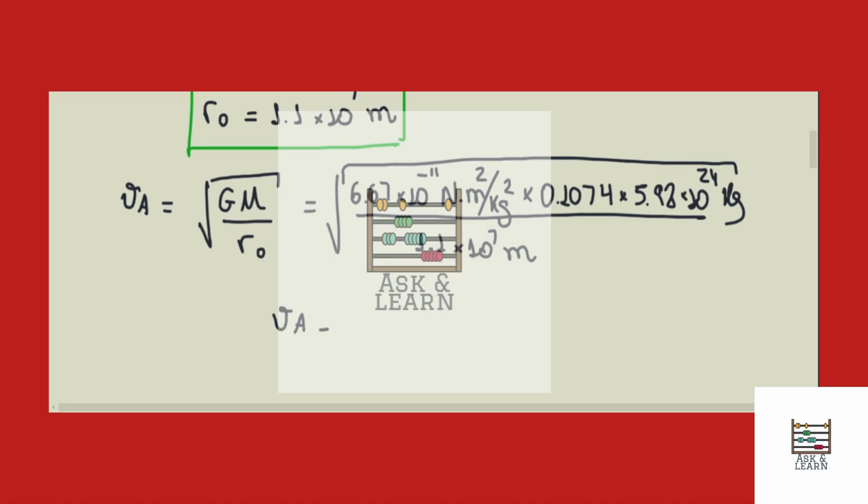So VA is equal to 1.97 times 10 to the 3rd meters per second. Okay, and this concludes our exercise.